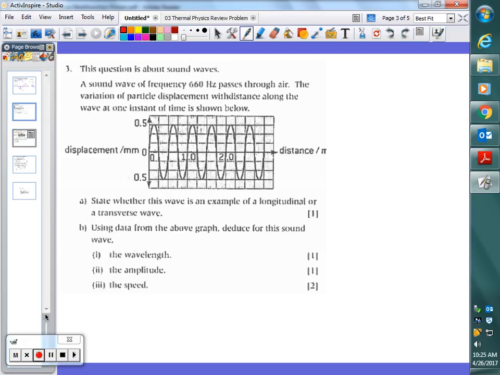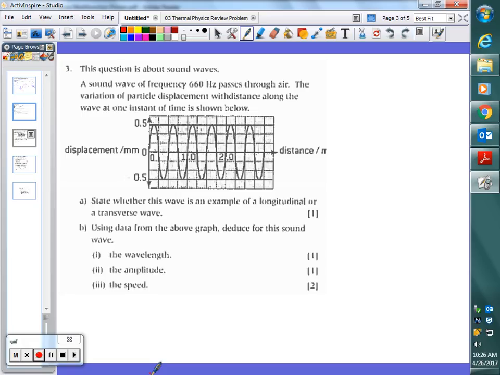All right. Let's end on this question because it's pretty easy, and then we'll pick it up later on. This question is about sound waves. First, what kind of waves are sound waves? They're longitudinal. It says a sound wave of frequency 660 hertz passes through air. The vibration of a particle displacement with distance along the wave at one instant of time is shown below. This is how far away from equilibrium we are, and this is how far the wave travels. State whether the wave is an example of longitudinal or transverse.